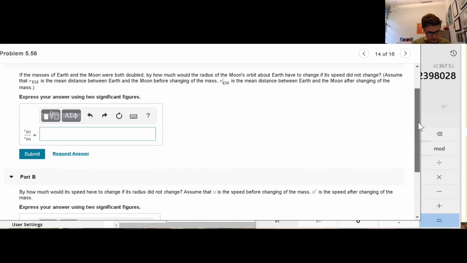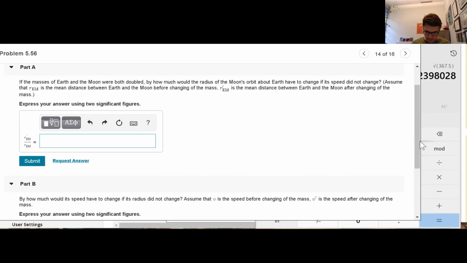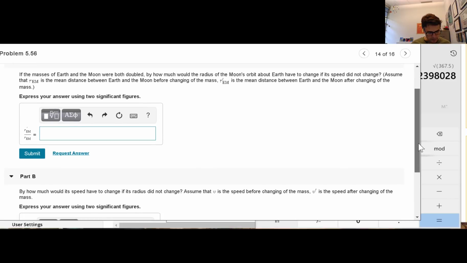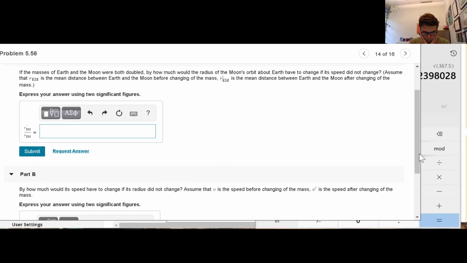It says, part A, if the masses of Earth and the Moon were both doubled, by how much would the radius of the Moon's orbit about the Earth have to change if its speed did not change? R prime is the mean distance between Earth and Moon after changing the mass. So you're trying to find REM prime divided by REM.